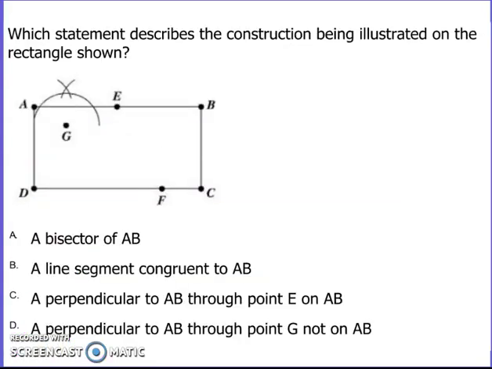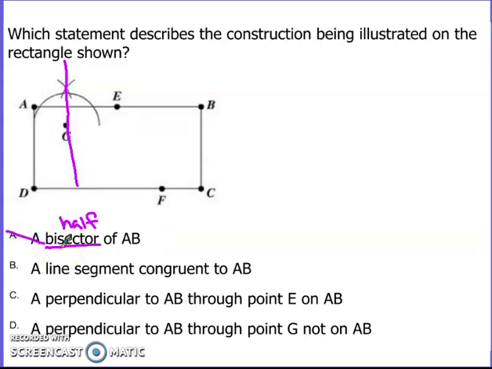Which statement describes the construction being illustrated on the rectangle? Now, this is where vocab is super important. If I look at A, it says a bisector of AB. Well, we know a bisector cuts something in half. If I draw a line from my X straight down, that does not cut AB in half.